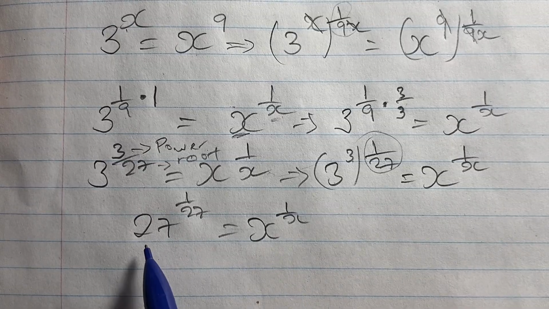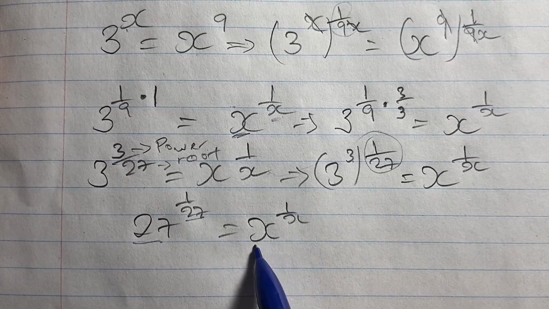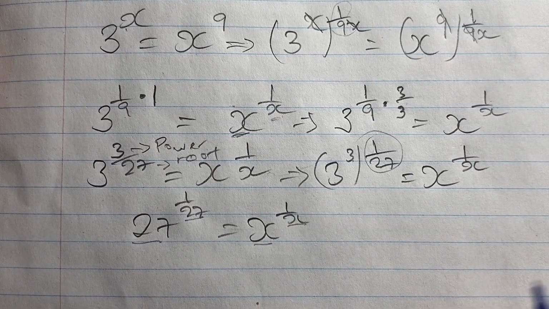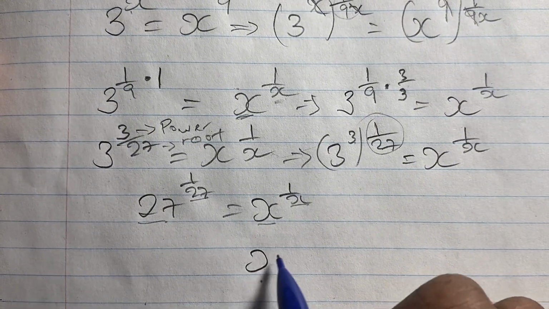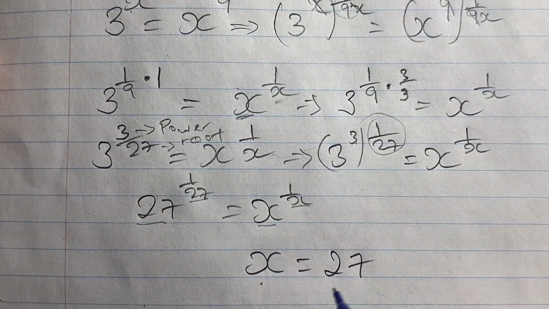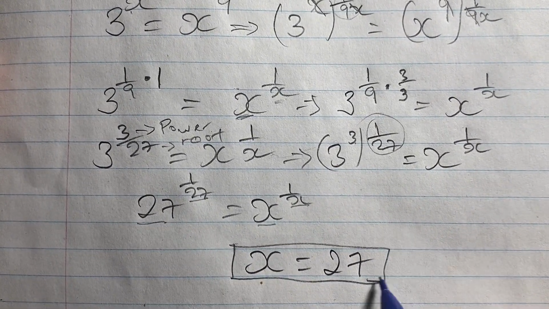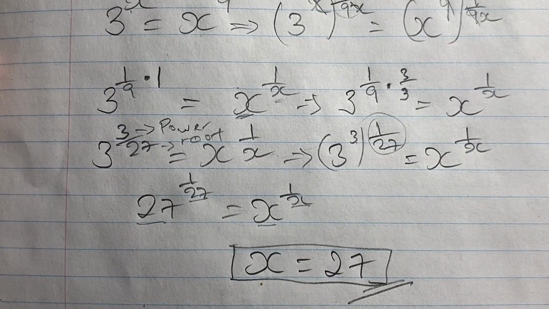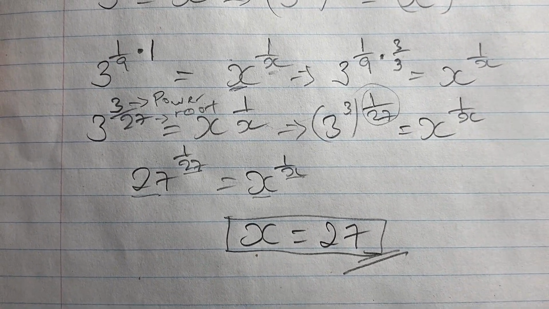Now if you look closely, we can see a similar pattern here where we have 27 in the base and also in the denominator of the index, which is the same as for x. So therefore it is safe to say then that x is indeed equal to 27. Now this is one simple solution for x.